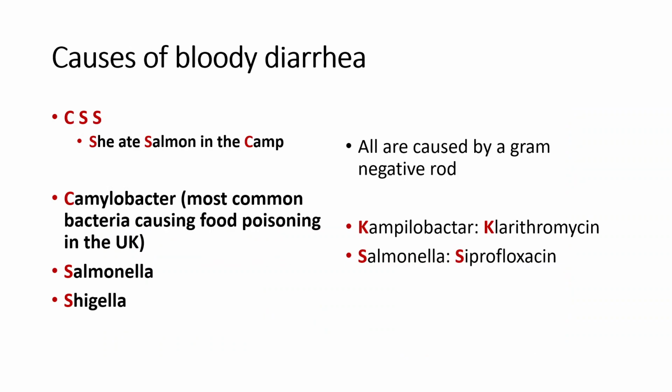Causes of bloody diarrhea, I use this CSS, cascading star shaped. She ate salmon in the camp, so she developed bloody diarrhea. Now, Campylobacter is by far the commonest cause of food poisoning in the UK, followed by Salmonella and Shigella. And for the treatment, it is worthy of note, all of them are caused by gram-negative rods. Campylobacter for clarithromycin, Salmonella for ciprofloxacin.